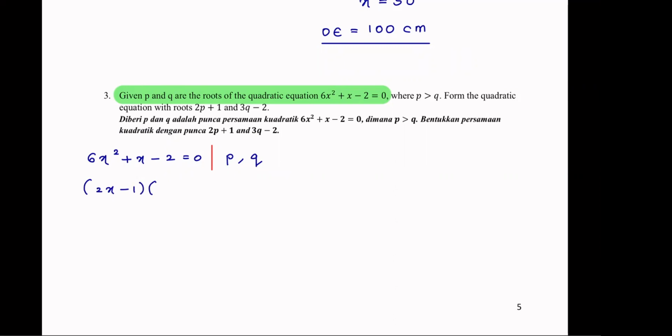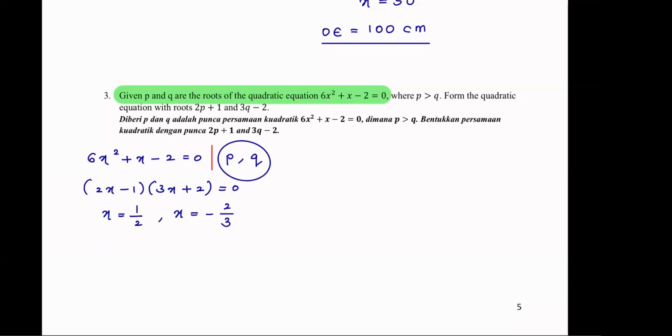Another one, 3x plus 2. Yes, can be factorized. Okay, thank you. Kalau factorize, ada satu cara untuk kamu. So the x is 1 over 2. Another x is negative 2 over 3. Betul kan? Okay, we have two values of P and Q.